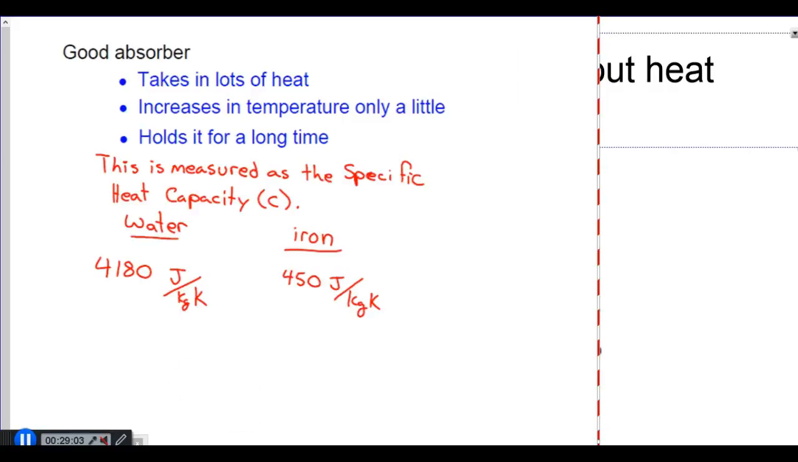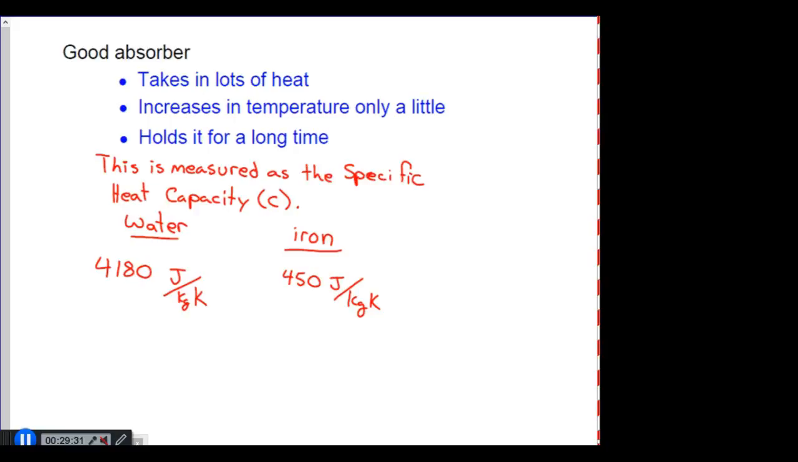All right. So a good absorber takes in a lot of heat, but at the same time only increases temperature a little, and it holds it for a long time. And every substance has a unique ability to do this, and we call that ability specific heat capacity. I'm going to give you a few moments to write this down somewhere safely. Metals tend to have very low specific heat capacities, which means it does not take a whole lot of energy to change the temperature of those metals.